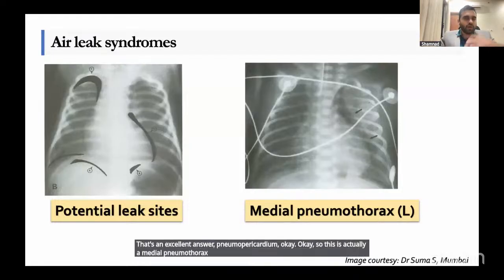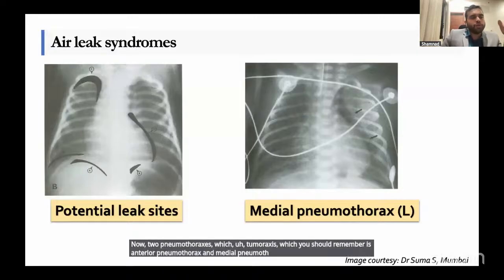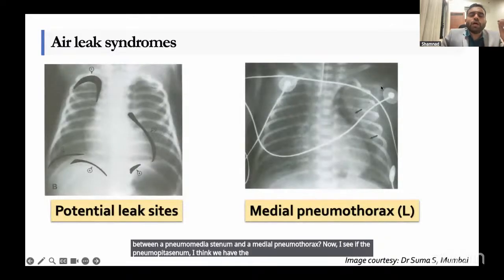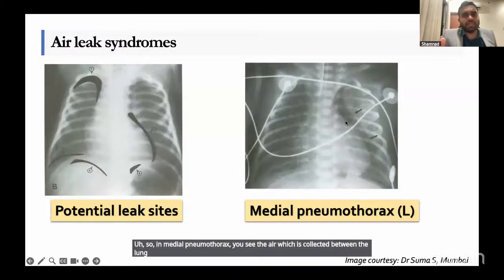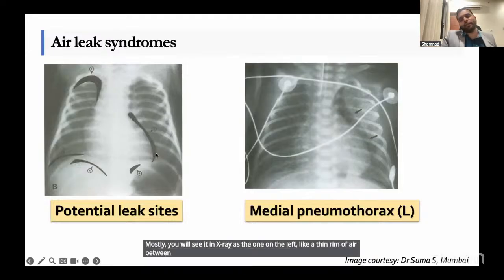By convention, we all know the previous X-ray. Now, two pneumothoraxes which you should remember are anterior pneumothorax and medial pneumothorax. How do you differentiate between a pneumomediastinum and a medial pneumothorax? In medial pneumothorax, you see the air which is collected between the lung and the heart. Usually this is an advanced stage. Mostly you will see it on X-ray, as the one on the left, like a thin rim of air between the left lung and the heart.